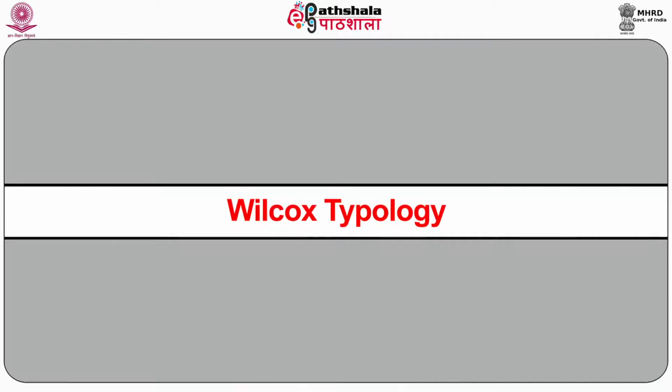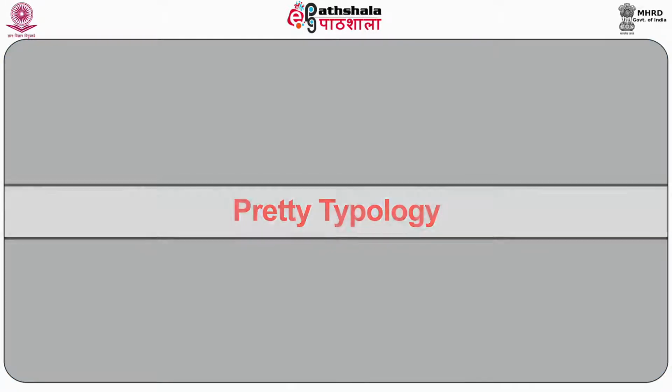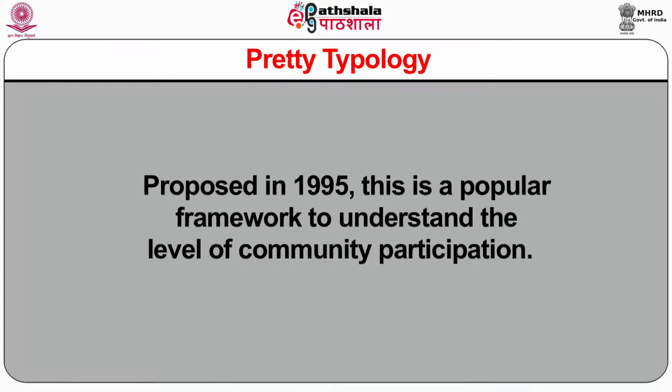Then the second one is the Wilcox typology. It is proposed in the year 1994. There are 5 stages of participation, which are information, consultation, deciding together, acting together and supporting. The next one is the Pretty typology, proposed in the year 1995. This is a popular framework to understand the level of community participation.